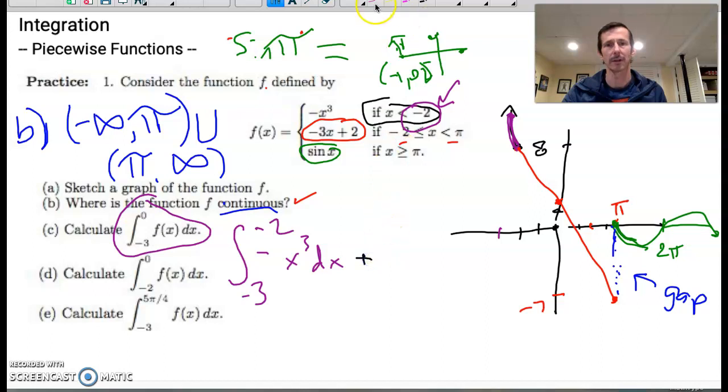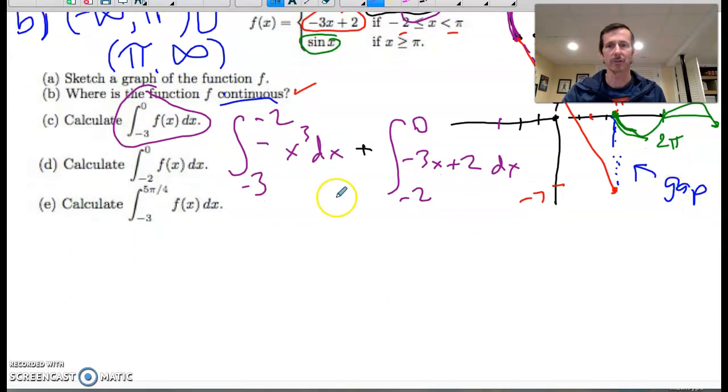switching colors just so we see, I have to also integrate a separate piece. And that is because from -2 to 0, which would be right here, I would be integrating this function, because that's the function that exists from -2 to 0. So -2 to 0, I'm integrating -3x plus 2, -3x plus 2 dx. And now I have to actually do some integration. So I'm going to come over here.